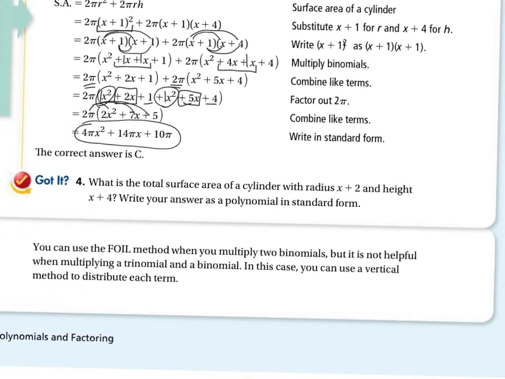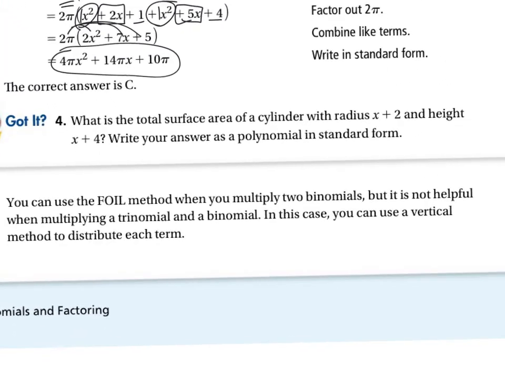The Got It number 4 is basically the same idea, just they have a different radius and height, so we're not going to work that out. That's almost the same as what we just did there.